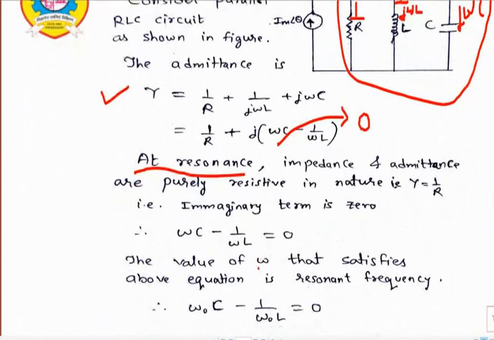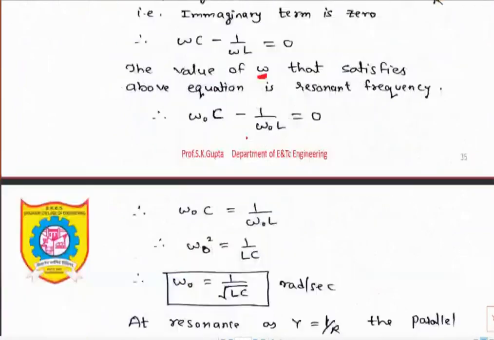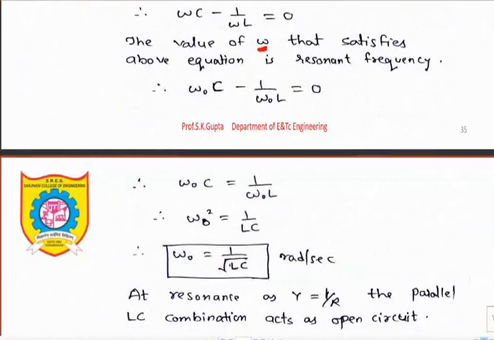This will be satisfied at one particular frequency, and that frequency is our resonant frequency. So omega is replaced by omega naught. Omega naught C minus 1 upon omega naught L equal to 0. So omega naught C equal to 1 upon omega naught L, omega naught square equal to 1 upon LC, so omega naught equal to 1 upon root LC. The resonant frequency equation is the same for a series resonance circuit as well as for a parallel resonance circuit.